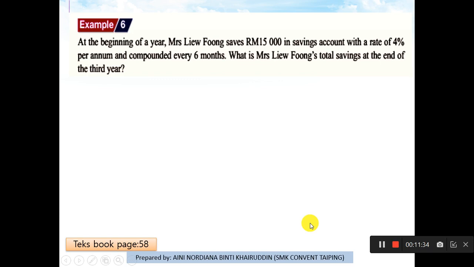So have a look at this example 6. At the beginning of a year, Mrs. Liu Fong saved 15,000 in a saving account with a rate of 4% per annum and compounded every 6 months. What is Mrs. Liu Fong's total saving at the end of the year? So when we look at the question, there is compounded every 6 months. So when we see this word, we know that we have to use the formula of compound interest.